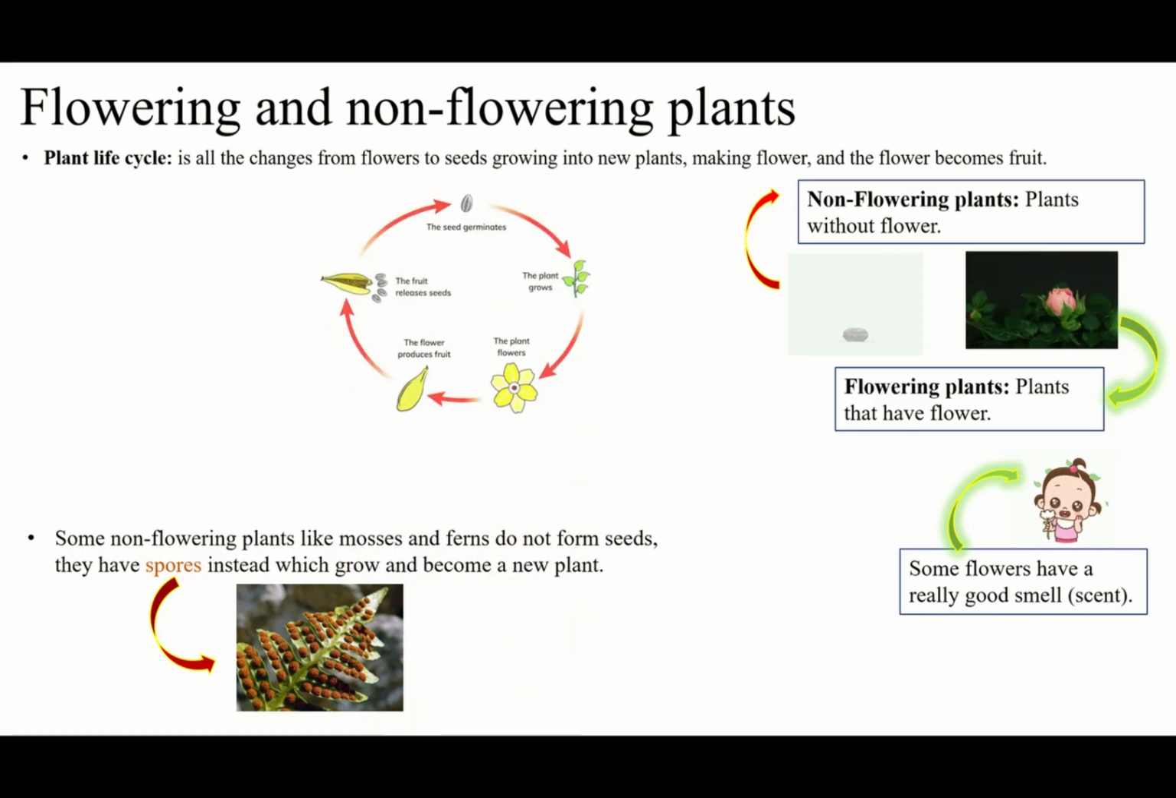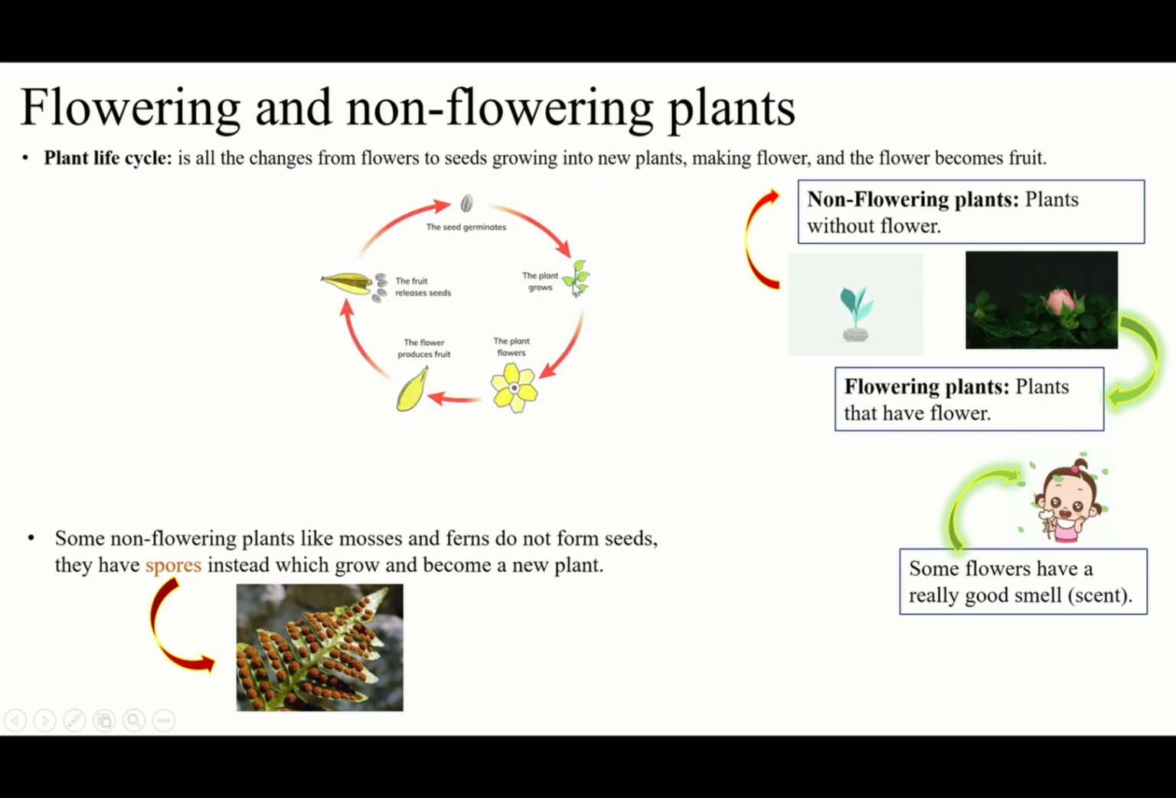Now let's go to the life cycle of flowering plants, where the first step is the seed. A seed germinates and starts to grow into a new plant. Then what's going to happen to the new plant? It keeps growing, getting bigger and bigger, and develops into an adult plant.